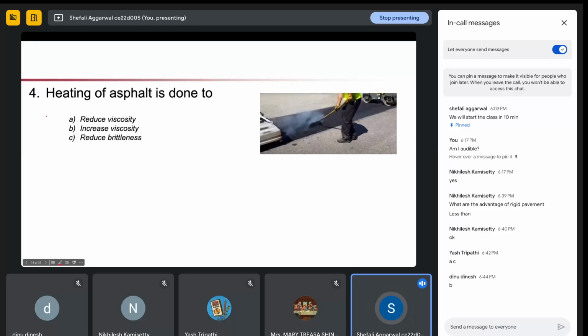Next question is, heating of asphalt is done to reduce viscosity, increase viscosity, or reduce brittleness?